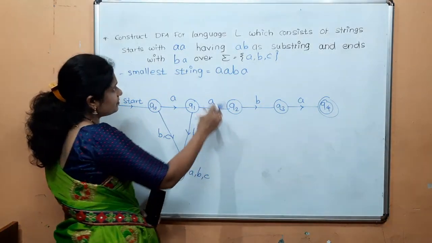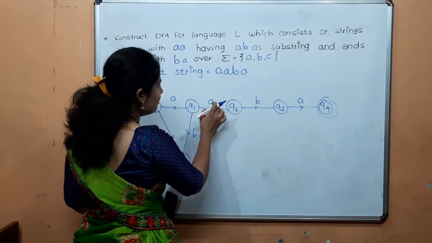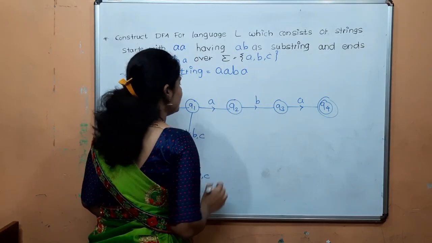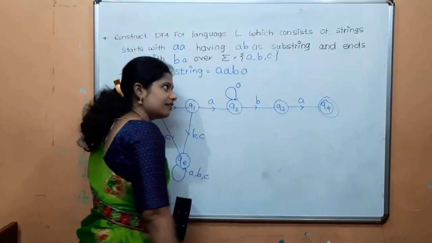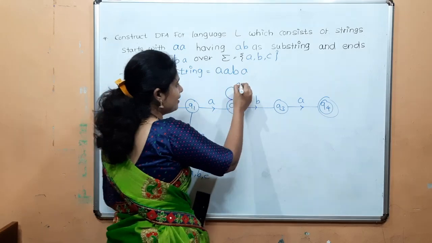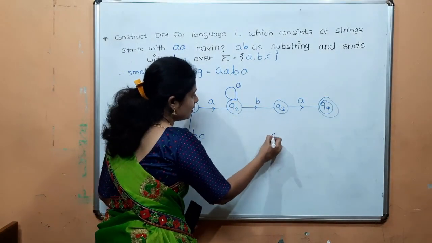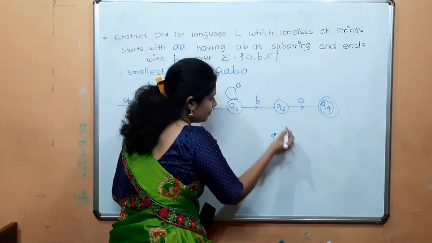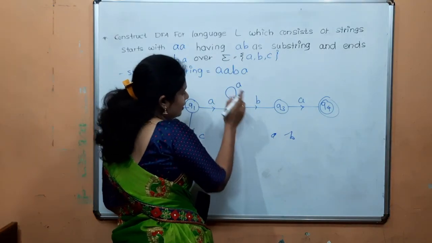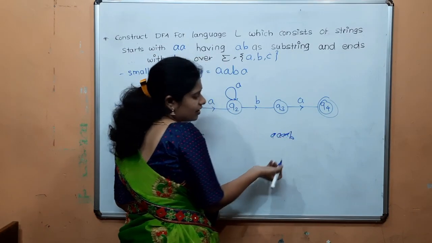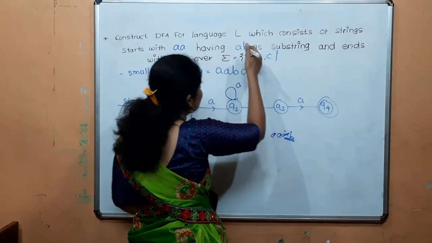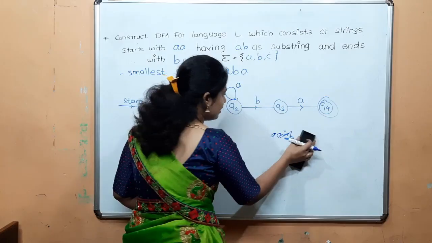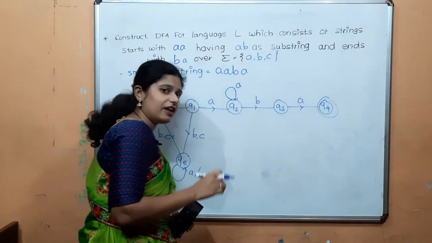Now, see here, having AB, after this A will occur, so here we can give the self loop of A. Why can we give a self loop of A here? Because after this A, B, if A occurs, then any number of A's can occur and we still get AB, which satisfies the condition. So here we can use the self loop of A.